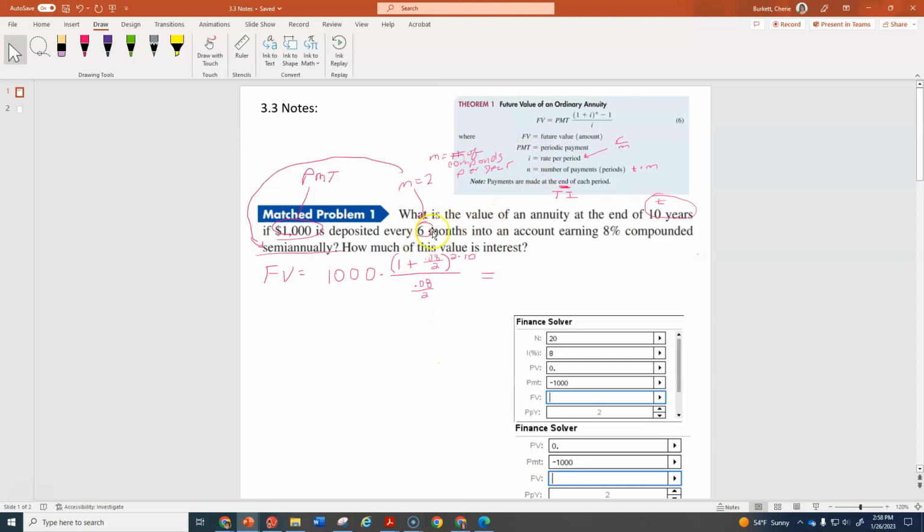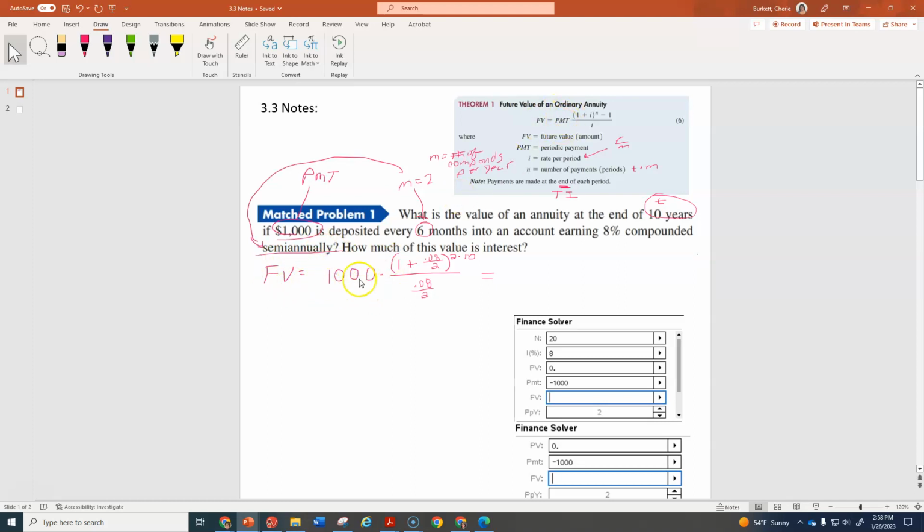So I just have to go through here and pick out these numbers. It's 10 years, so that's my time. I'm going to be making a $1,000 payment. It's deposited every 6 months. The account's going to be earning 8% interest. That is my R, and it's compounded semi-annually. So I go through here, I just plug in the values.